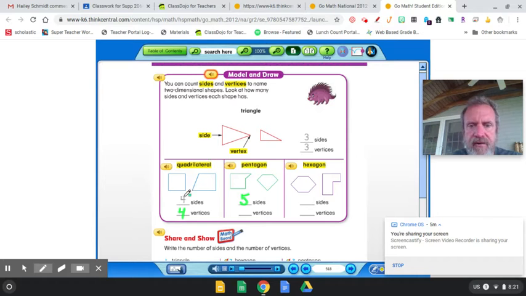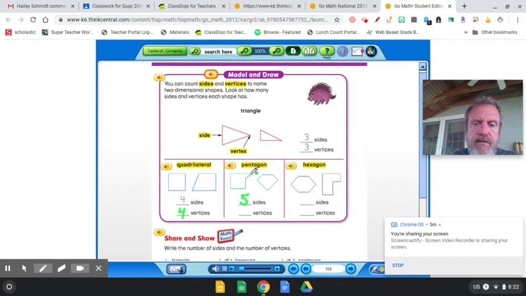A quadrilateral had 4 sides and 4 vertices. Maybe a pattern. Let's see if a pentagon has 5 sides. Take a guess. Maybe it will have, very good, Haleys, 5 vertices. Let's look. 1, 2, 3. That's a point, even though it doesn't stick out. It's a point where 2 sides come together.